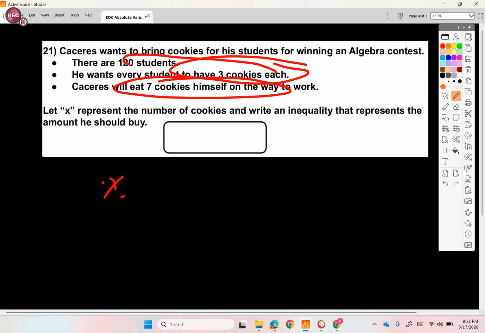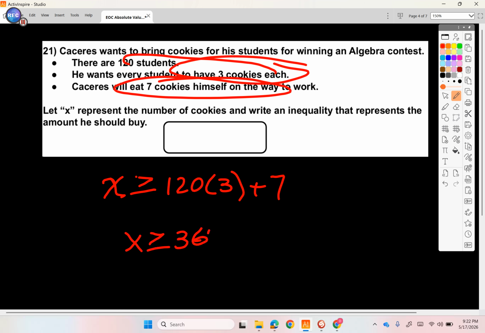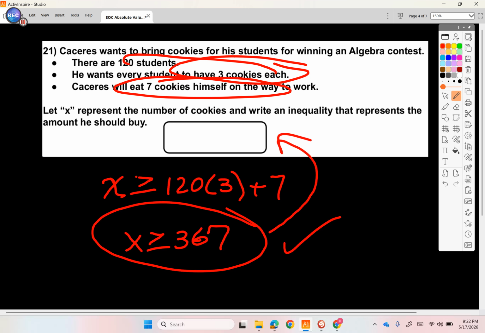So really all you have to do here is set up x needs to be greater than or equal to 120 times 3 candies each plus the 7 that I'm gonna eat. This is gonna ensure that I brought enough. So really you can just simplify it as like the answer, and that'll be a correct answer for an inequality.